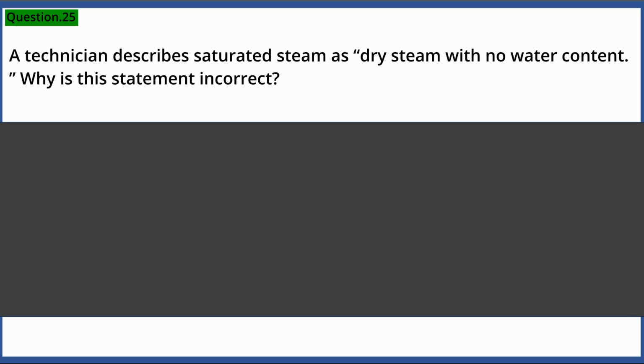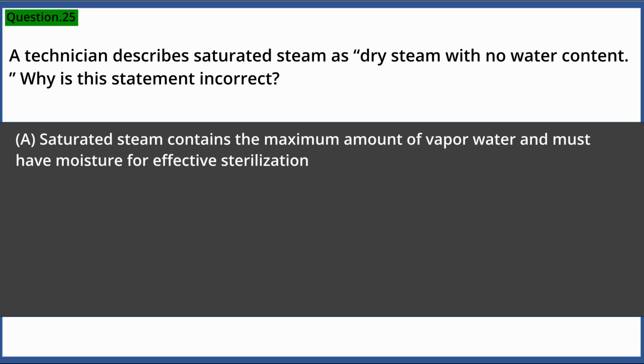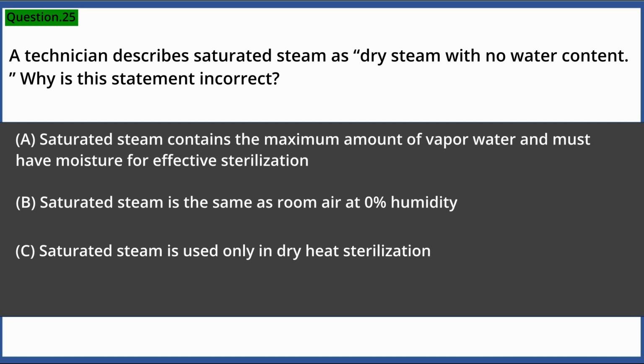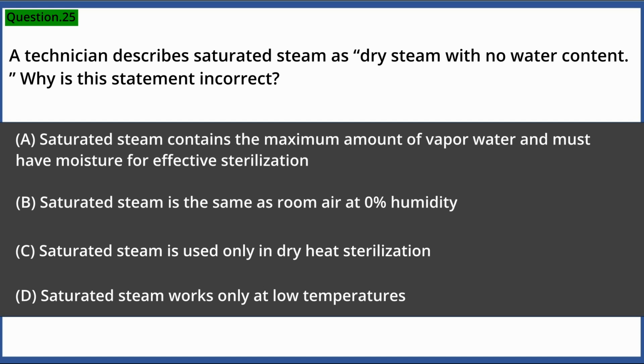A technician describes saturated steam as dry steam with no water content. Why is this statement incorrect? A. Saturated steam contains the maximum amount of vapor water and must have moisture for effective sterilization. B. Saturated steam is the same as room air at 0% humidity. C. Saturated steam is used only in dry heat sterilization. D. Saturated steam works only at low temperatures. Answer. A. Saturated steam contains the maximum amount of vapor water and must have moisture for effective sterilization.